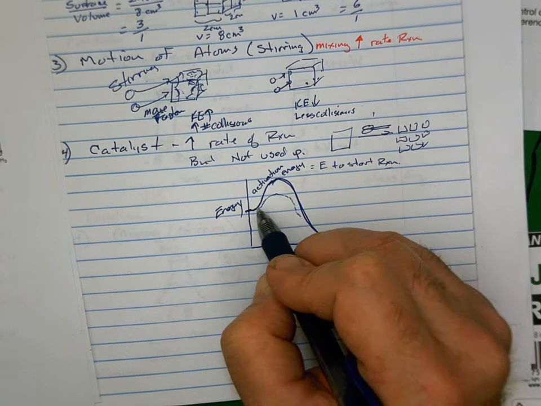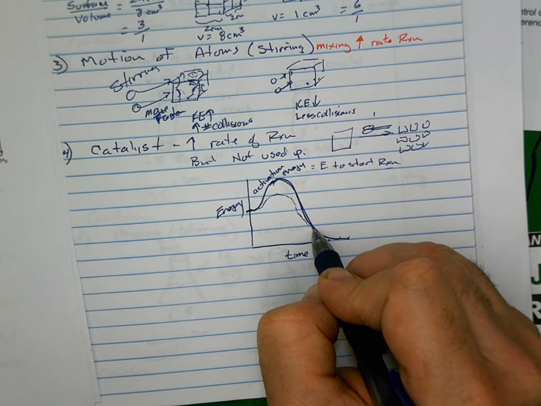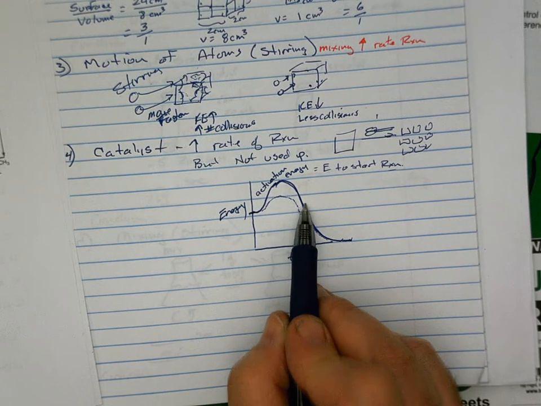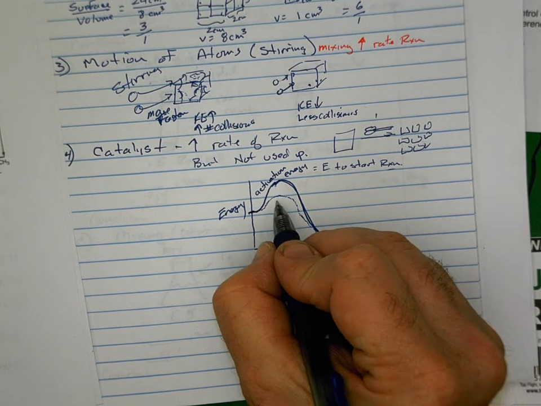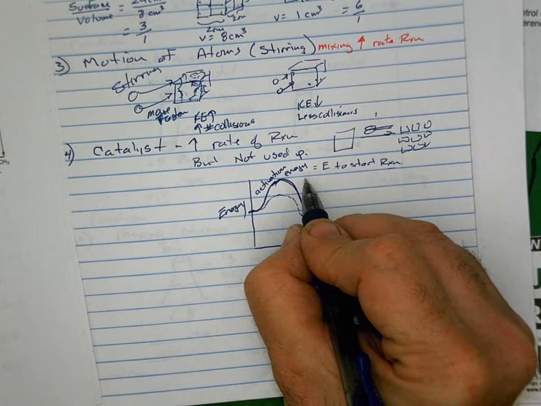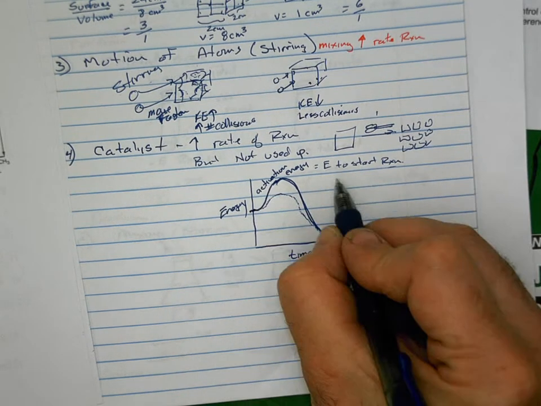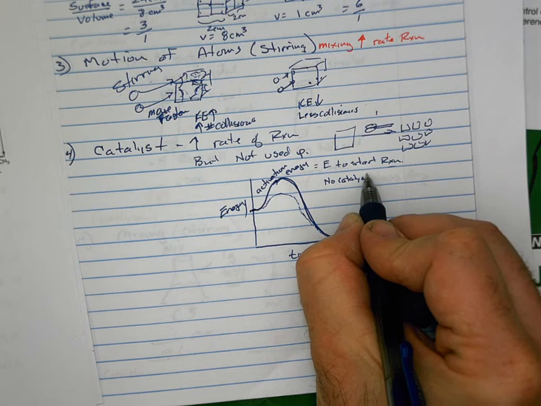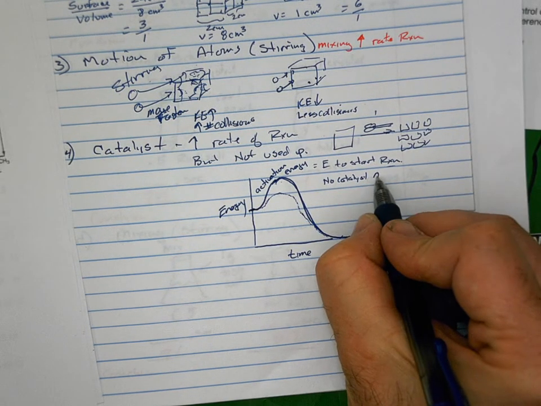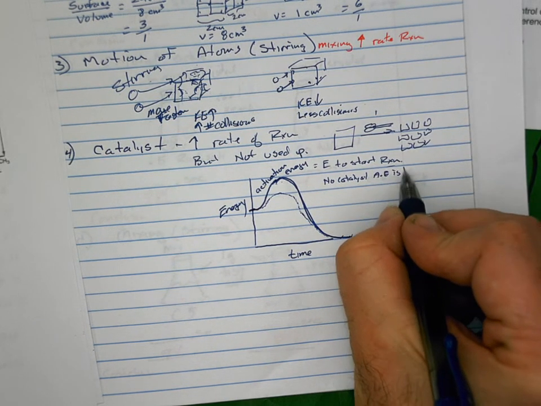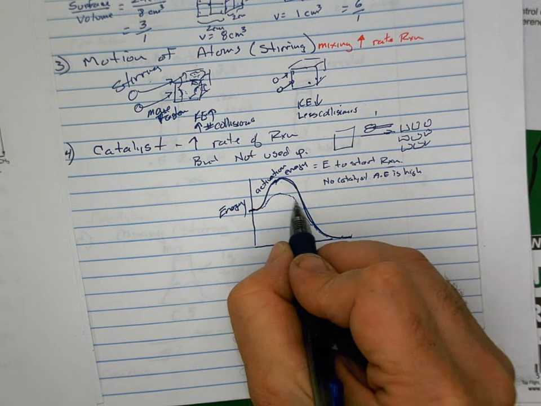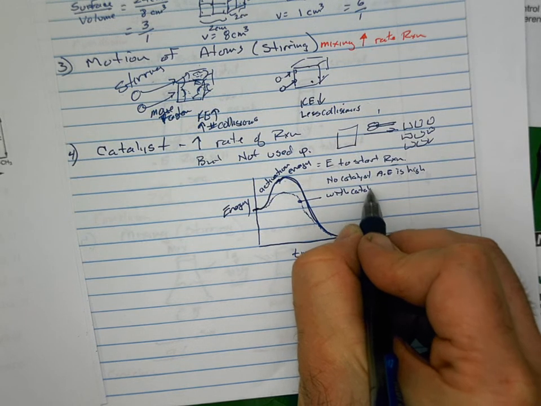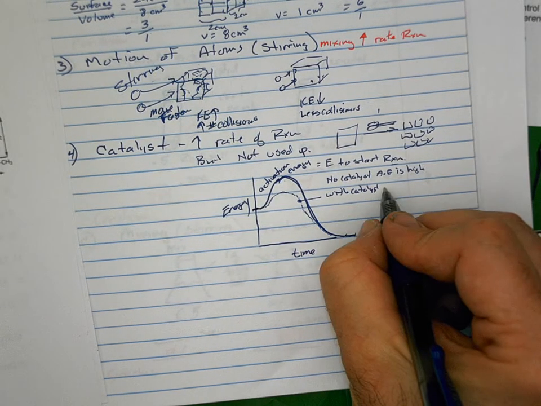Okay, so now it's going, it's giving off the energy, and then eventually when the reaction's done, they end up, but it's going quicker. It's taking a little bit of time. There's less activation energy. With no catalyst, the activation energy is high. With a catalyst, the activation energy is low.